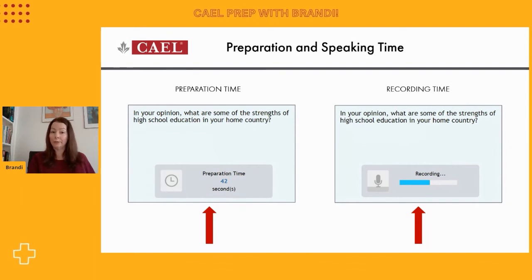So again, it's a bit of multitasking, I guess. You're looking at the notes that you made during the prep time, and you're speaking into your microphone, but you're also keeping an eye on this timer so that you can make sure that you're wrapping up your response within the correct amount of time.